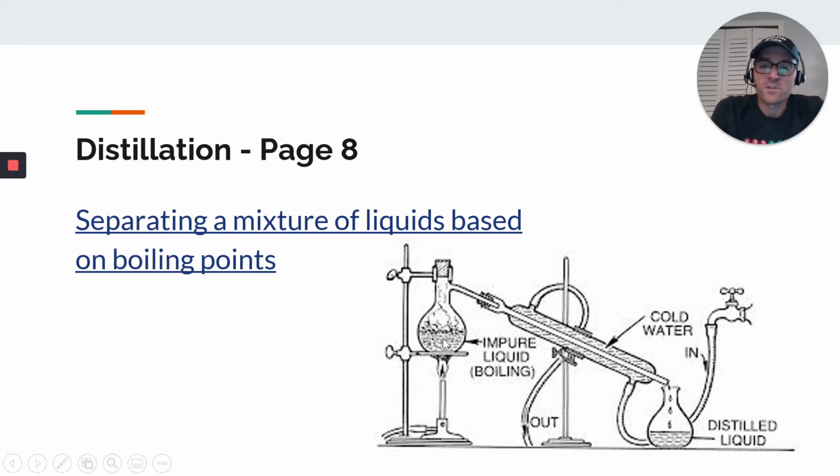So again, first liquid boils off, goes into our condenser tube. It's going to condense back to liquid, and then over here at the end, we're going to have pure liquid. Again, the liquid with the lower boiling point.